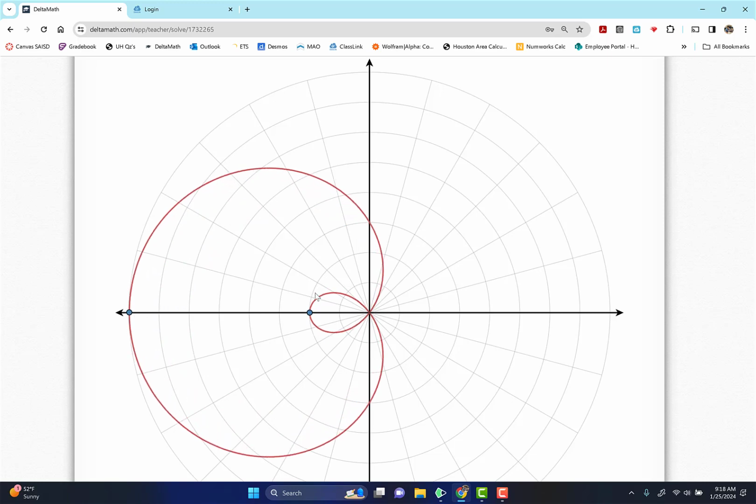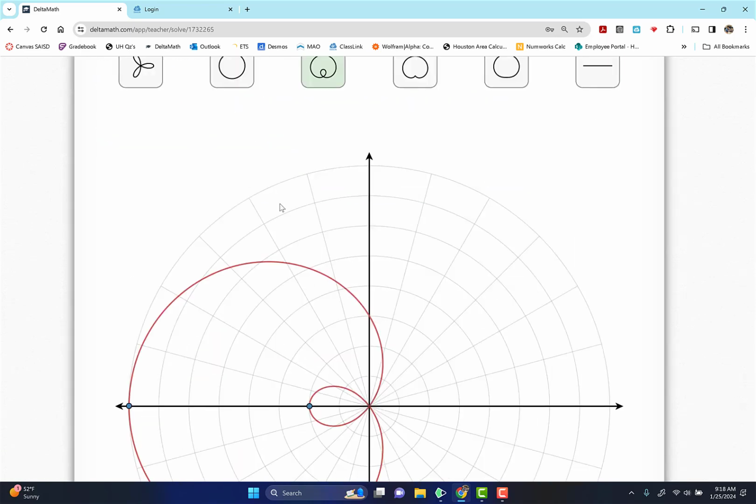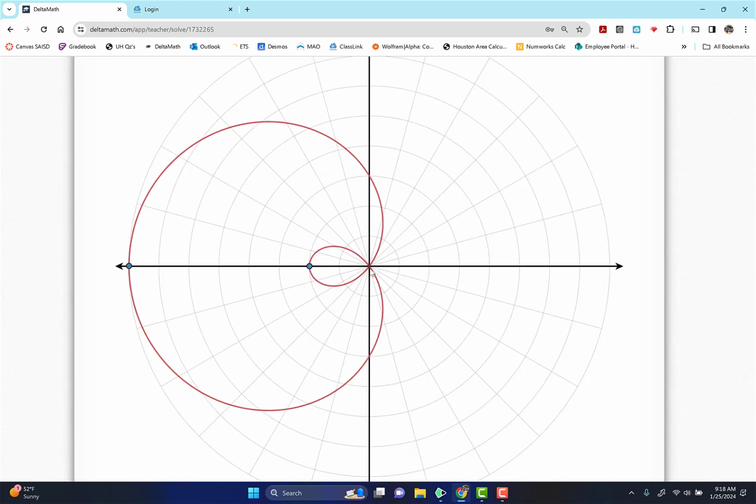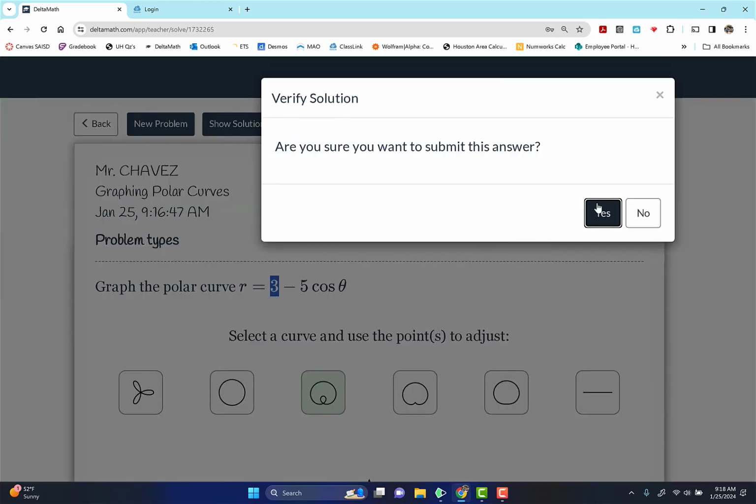Before you push enter, it's correct. But before you push enter, you see that 3 here by itself? That means I should be at 3 up here. Let's see, 1, 2, 3, yep, and at 3 down here. 1, 2, 3. The radius is 3 from the origin, from the pole. I submit, and boom, yes.